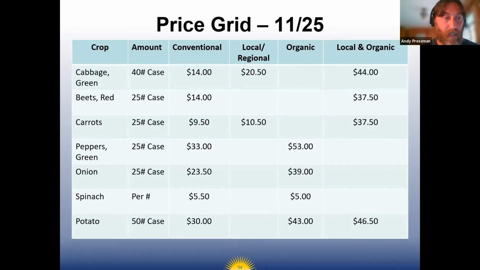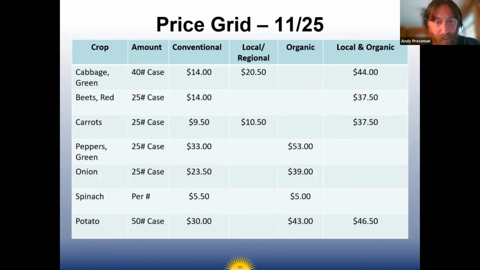So if I look at a case of green cabbage, 40-pound case on the wholesale market, conventional market, that's $14 a case. If it was locally produced, it was going for $20.50. If it was local and certified organic, it was going for $44. That's a big difference between $14 and $44 for the same case of cabbage.